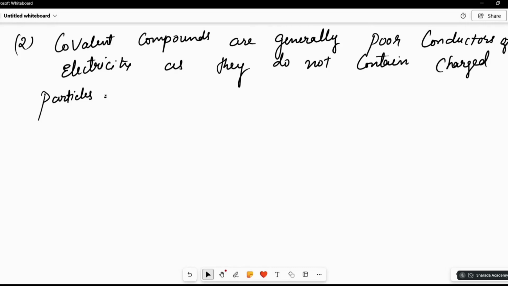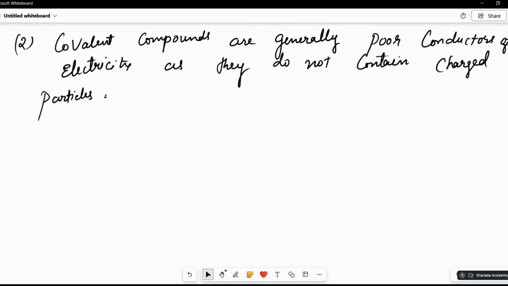Why don't they contain charged particles? Because they will not give the electrons, they take the electrons, they share the electrons. That is why the ions are not formed in that. So that is why we will not get the charged particle in that. Hence, they don't conduct electricity. To conduct electricity, what should be there? Either free electrons or charged particles.